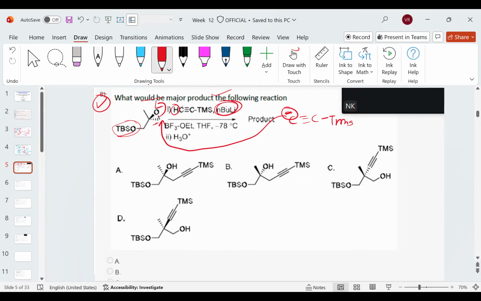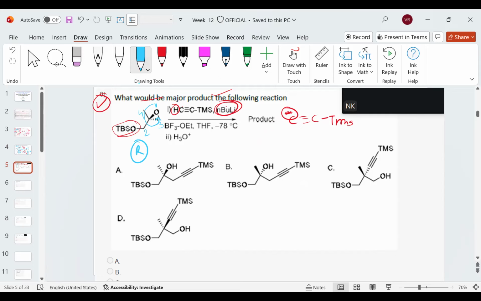Now think of the stereochemistry at this chiral center. This chiral center remains unaffected, so in the product also it should be unaffected. If you can help me in assigning the stereochemistry at this chiral center, it will be good. If you look here, this will be one, this will be two, this will be three, and this is the four, right? If you give the numbering one, two, three, this is S. Sorry, S changes to R.